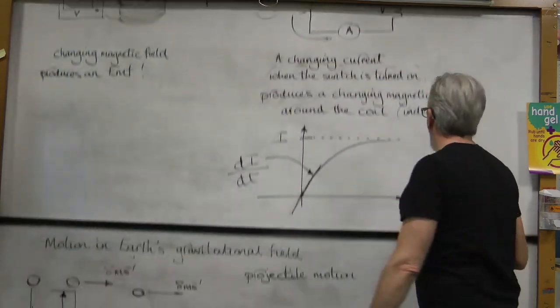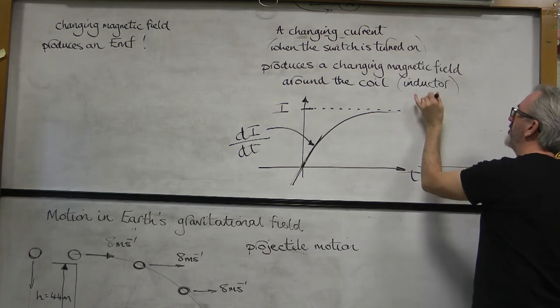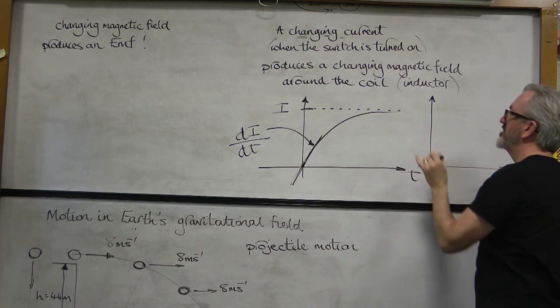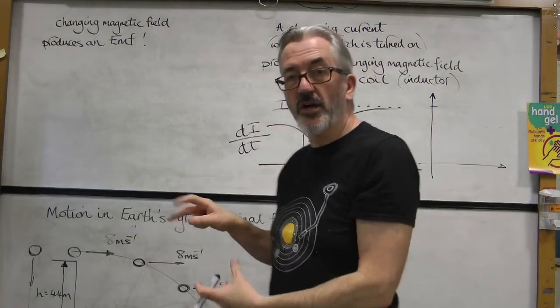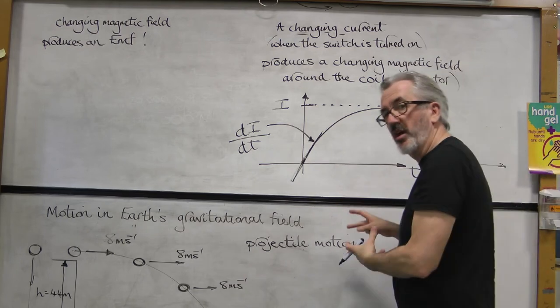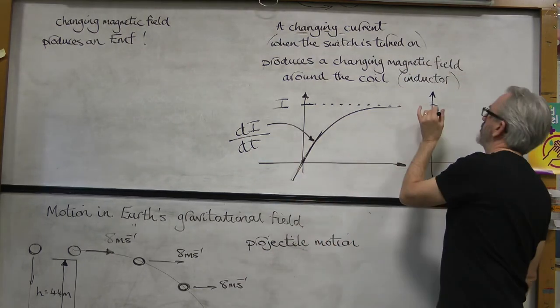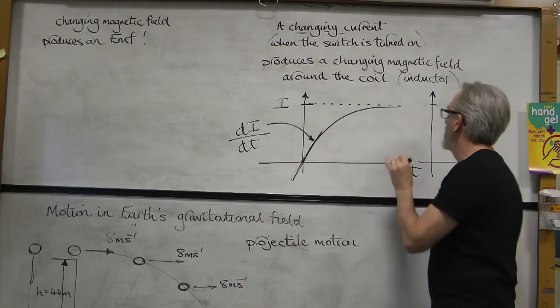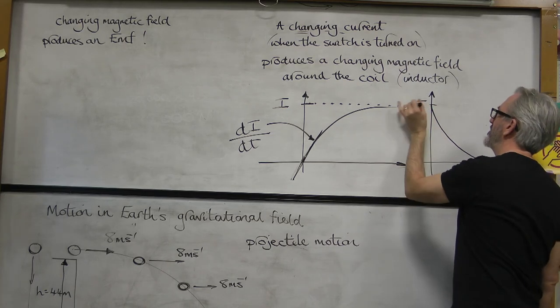So when you open the switch, you're going to end up with a current graph that's going to look like this. The coil, the core, the inductor tries to hold on to the current. It opposes the change that's causing it. It doesn't want the current to change, so it sustains the current, and the current falls to zero.